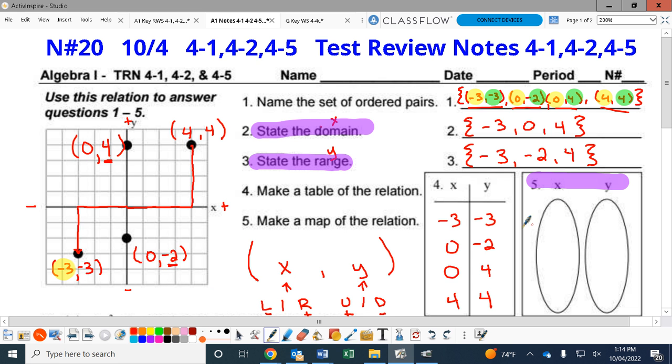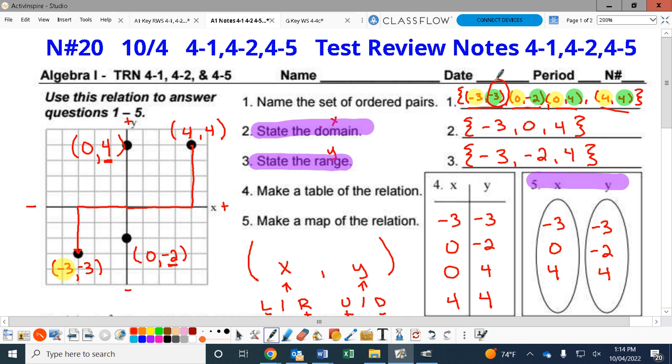Here we go. When you're doing a mapping, you only write the numbers one time as you go down. So it's going to be -3, 0, and then what? 4. You don't repeat the 0. It's -3, 0, and 4. Over here, it's going to be -3, -2, and 4. 4, one time. And then the arrows is where you show, there should be 4 arrows, because there's 4 ordered pairs, but this is how you show it.